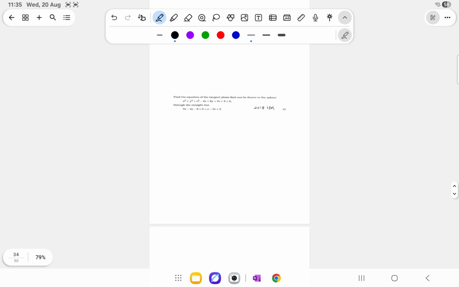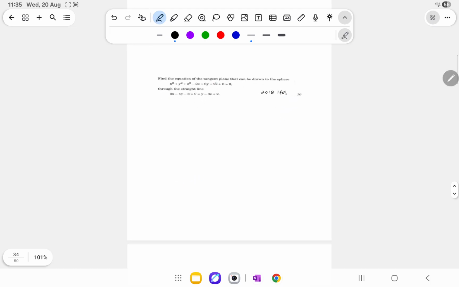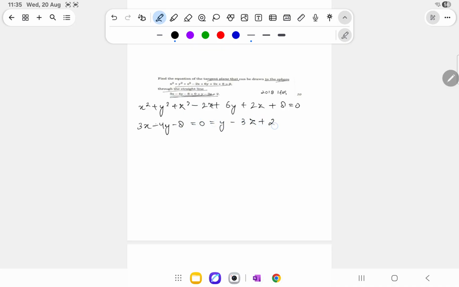The next question says: find the equation of the tangent plane that can be drawn to this sphere through this straight line. The given equation of the sphere is x square plus y square plus z square minus 2x plus 6y plus 2z plus 8 equals 0, and the given equation of the line is 3x minus 4y minus 8 equals 0 equals y minus 3z plus 2. So the tangent plane contains this line.